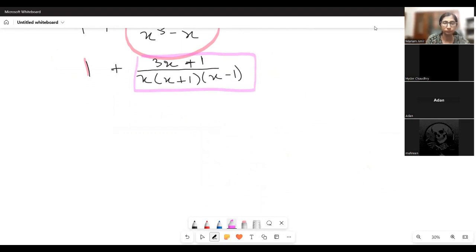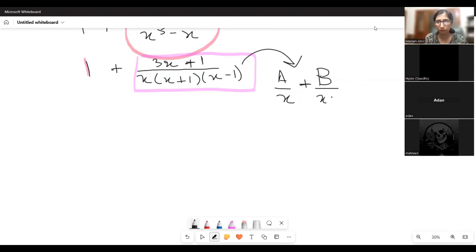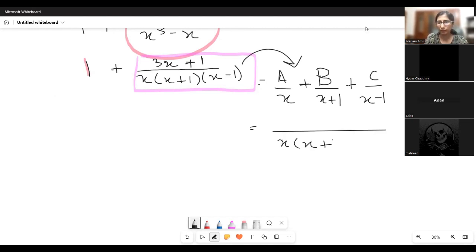So just this would be a upon x plus b upon x plus 1 plus c upon x minus 1. Okay. Equals, with the sign in between. Take the LCM at the right hand side and then you cancel the denominator. So that would be x times x plus 1, x minus 1.